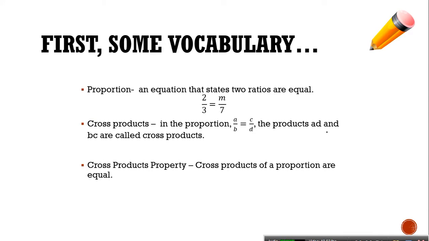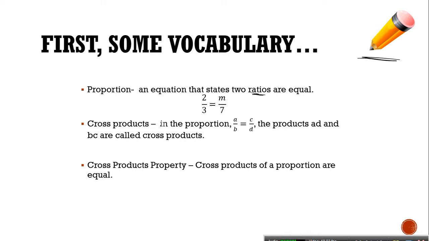First of all, vocabulary. If you notice right here in this corner, you see the pencil. This means write this down. The proportion is an equation that states two ratios, what we just were looking at, are equal. So 2/3 equals m over 7.